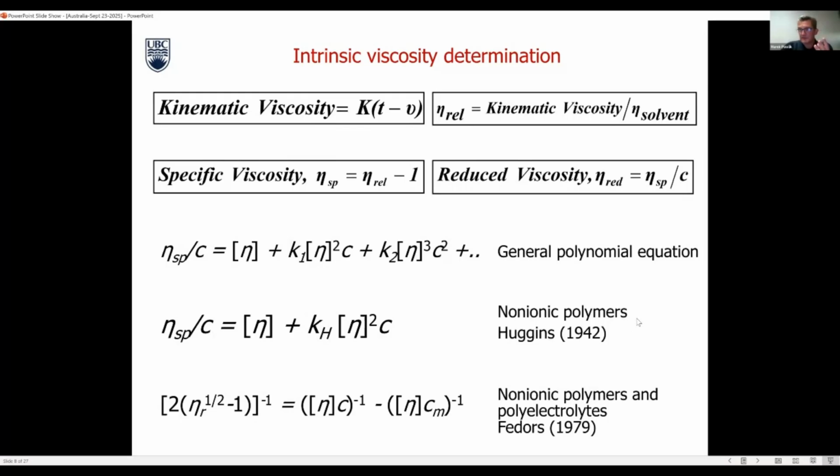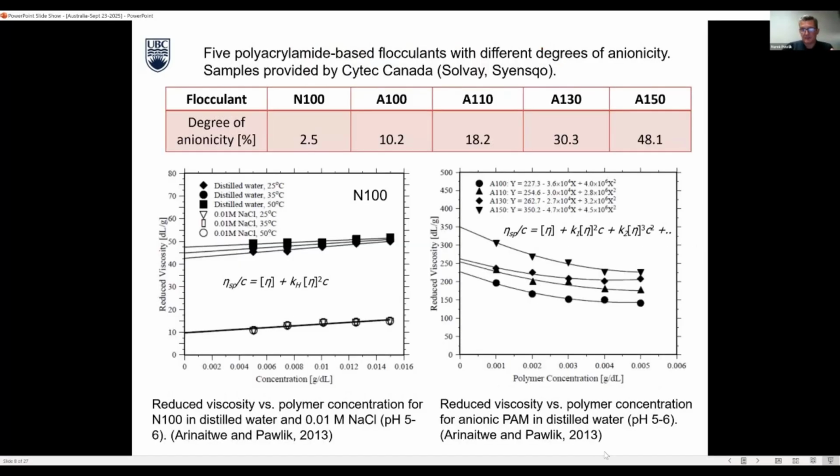We typically use two of these extrapolation techniques to make sure that we are roughly in the same range when it comes to our readings, typically the general polynomial equation plus either the Huggins equation or the Fedors equation. And that's how the data typically would look.